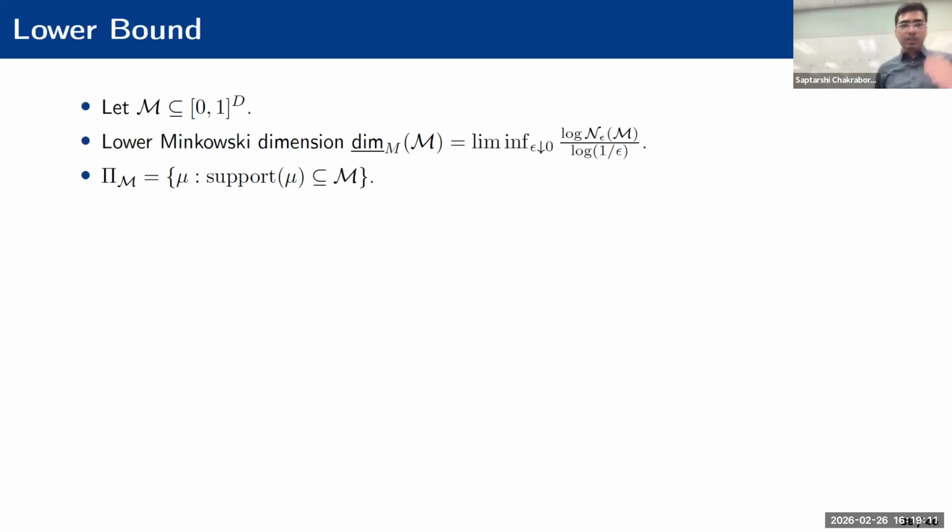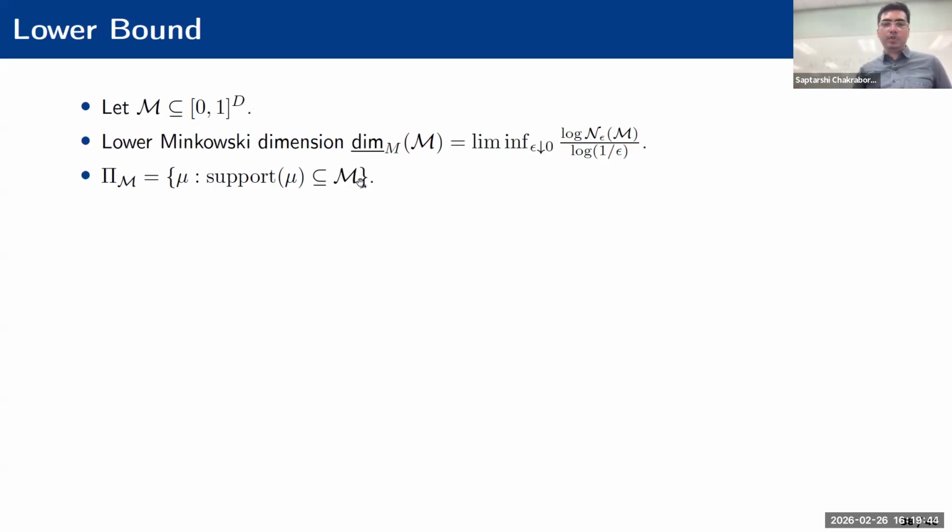So we also have a matching lower bound. So forget about light-tailed or heavy-tailed things. We are now inside this compactly supported space, [0,1]^D. And for this, we consider all distributions supported on script M, where you can think of script M as a manifold, but it doesn't need to be a manifold. It only needs to have a lower Minkowski dimension, which is defined like this.